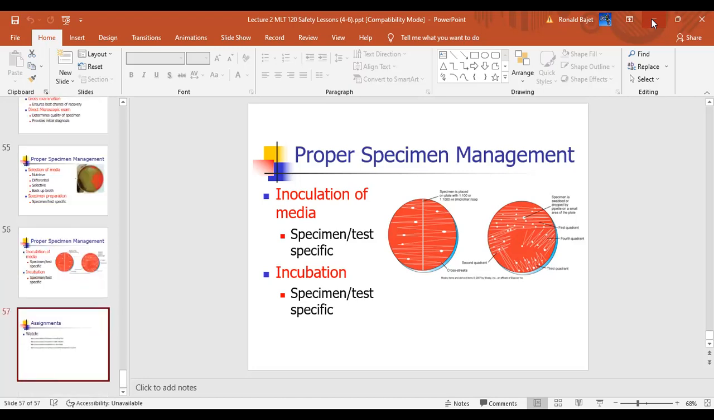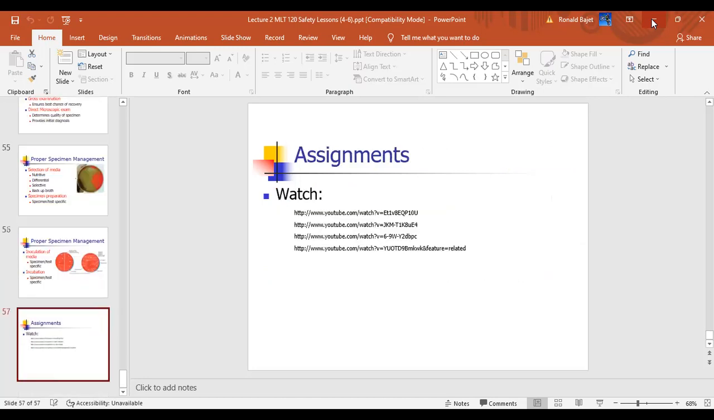And there are some hyperlinks there that you can try to open. I tried to open some of them and had trouble, but if you try to open them, hopefully you'll have success. And that's safety lecture 2. Okay, are there any questions? Okay, no questions.